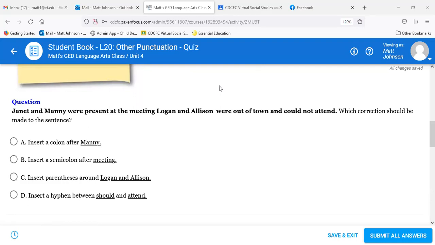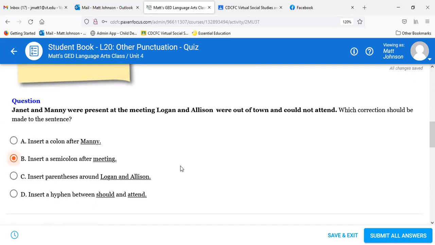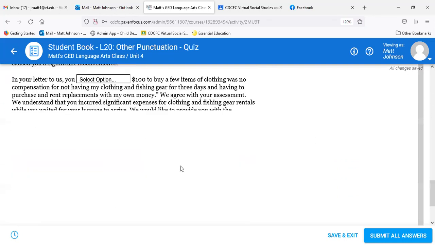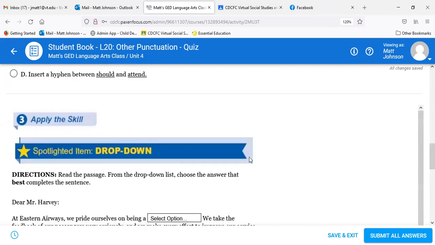Janet and Manny were present at the meeting. Logan and Allison were out of town and could not attend. You need something in there to separate those ideas. You could, like I said, right? We could say Janet and Manny were present at the meeting, comma, and Logan and Allison were out of town and could not attend. Or semicolon in this case, right? So B as in boy, we insert a semicolon to separate two complete ideas. B as in boy. All right, back to our favorite, the drop-down boxes.